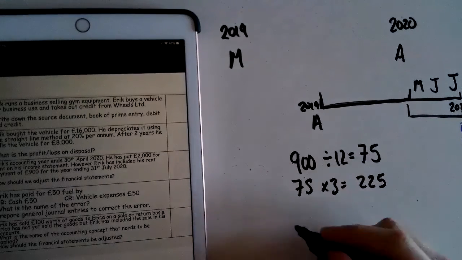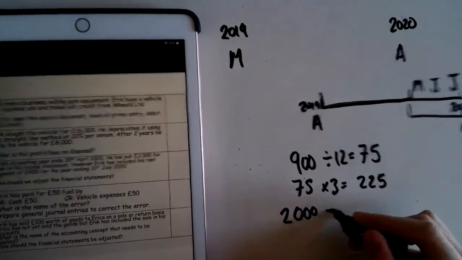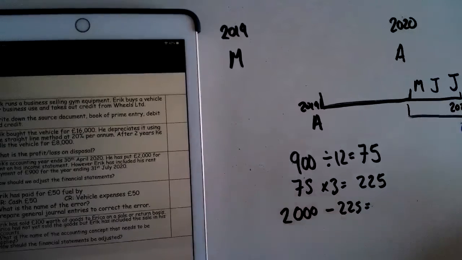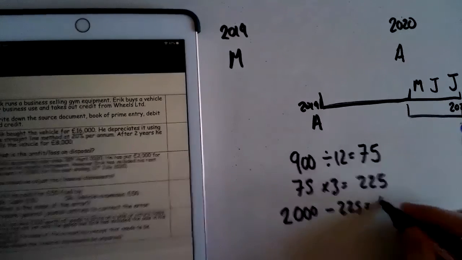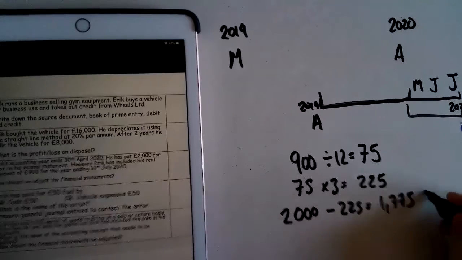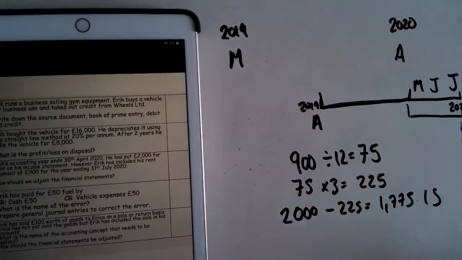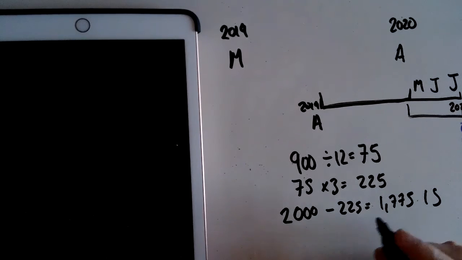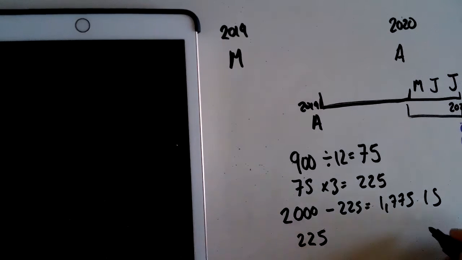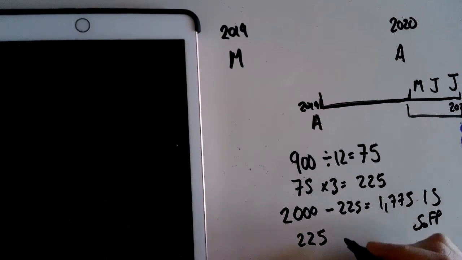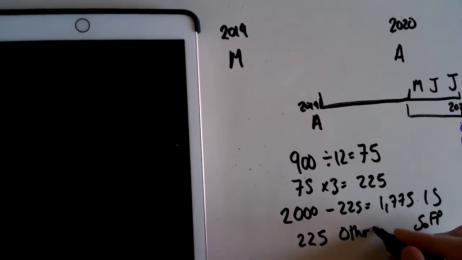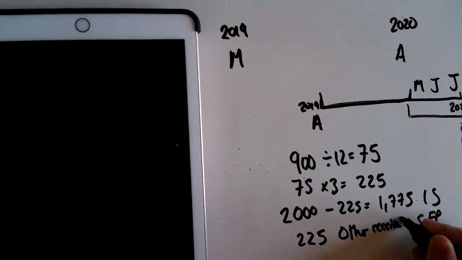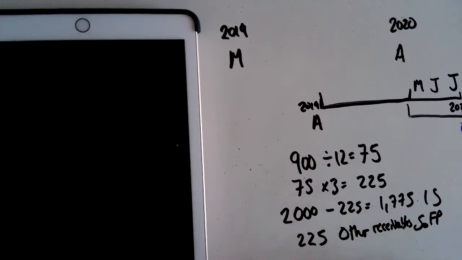So that means we need to take that off the £2,000. We get 1,775, and that goes in the income statement because that's how much should have been paid for this whole year. And that 225 will go on the SOFP, and it's an other receivable because it's money we're owed, and it would be a current asset.